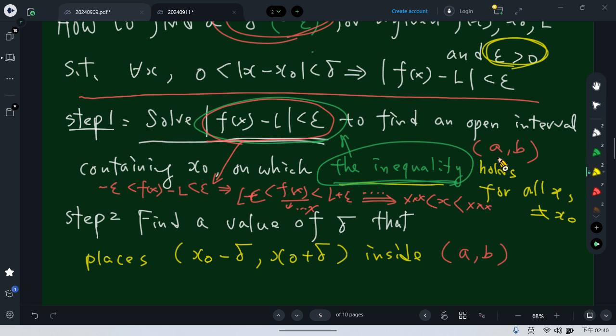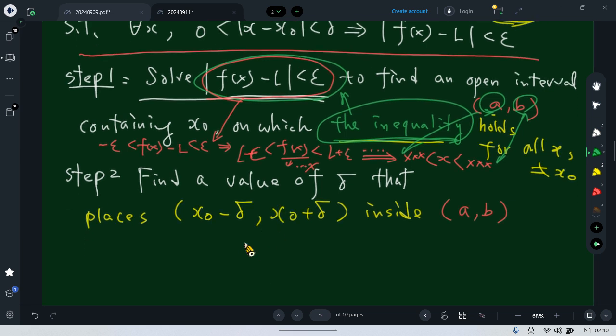Then you can have a mapping that a will be this n, b will be this n. So this is the first step. The first step is to use this inequality to find the corresponding range for x.